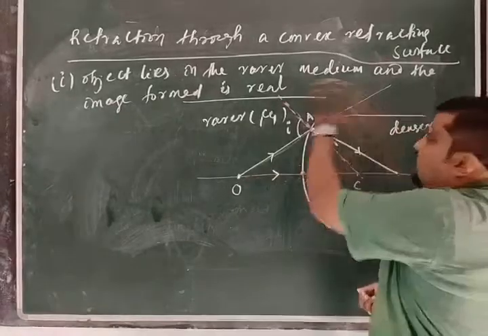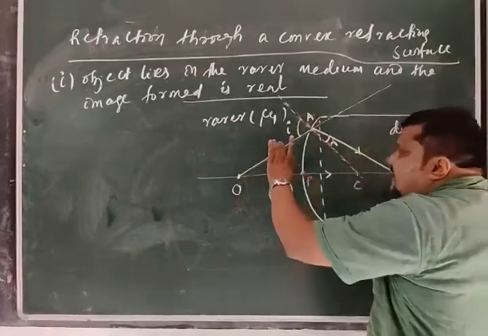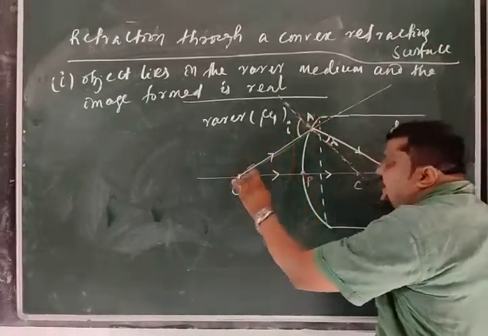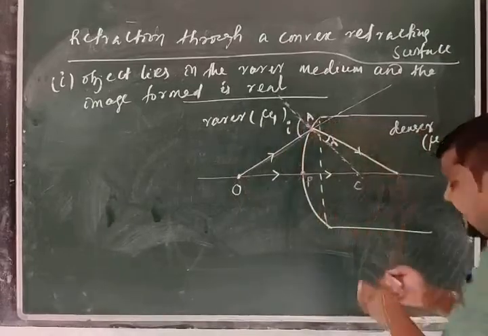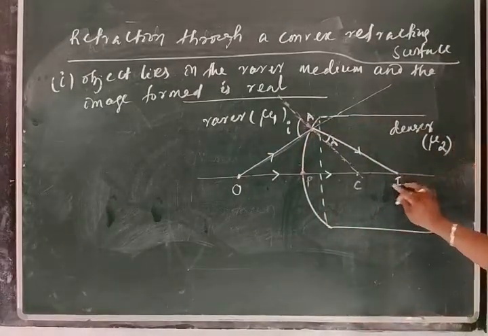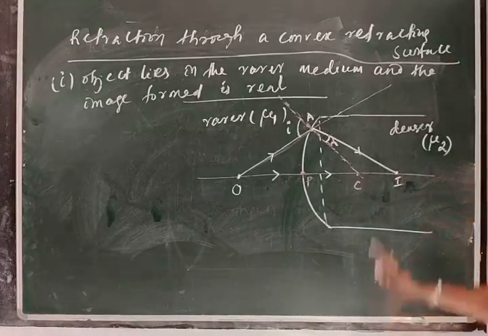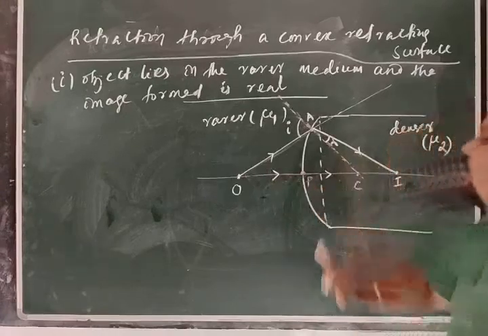So we can say that OA and OP are the two incident rays from the object, and after refraction they meet at the point I. They actually meet at the point I. So I is which type of image? I is the real image of the object.